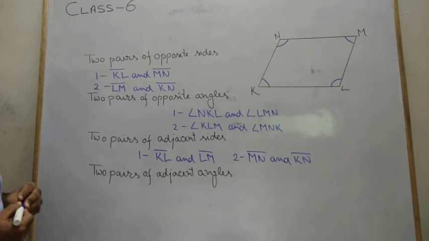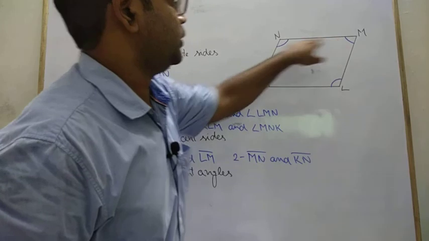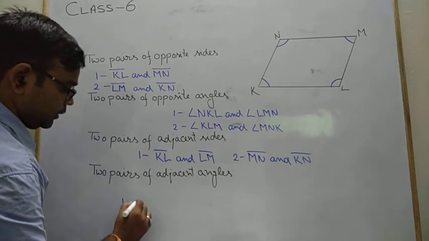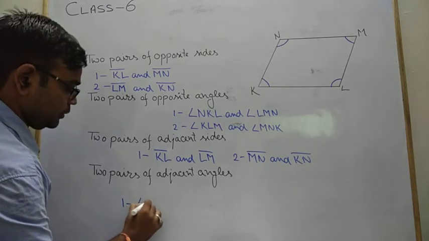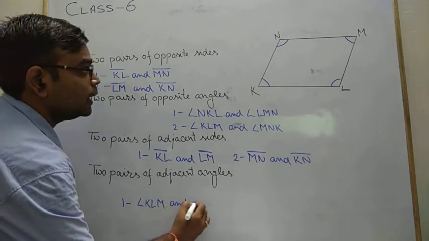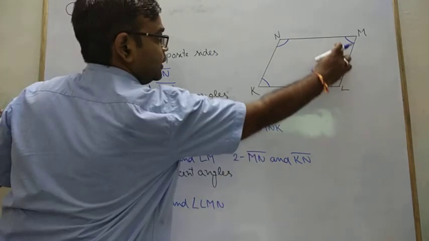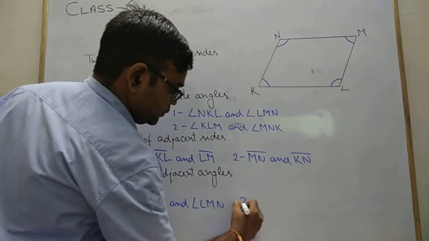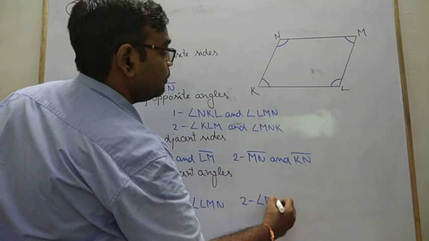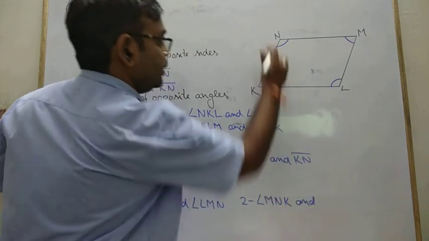The next question asks for two pairs of adjacent angles. Adjacent means together, this or this or this. So I am using only one. First is angle KLM and angle LMN. First this and this, and second is this and this. So angle MNK and NKL.